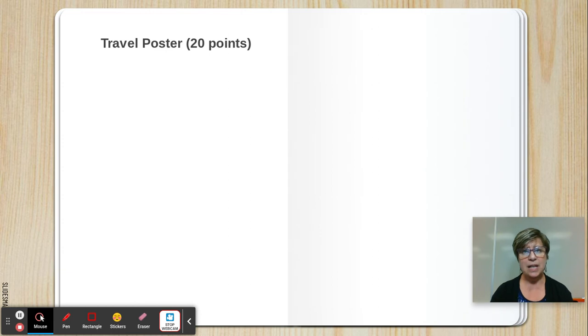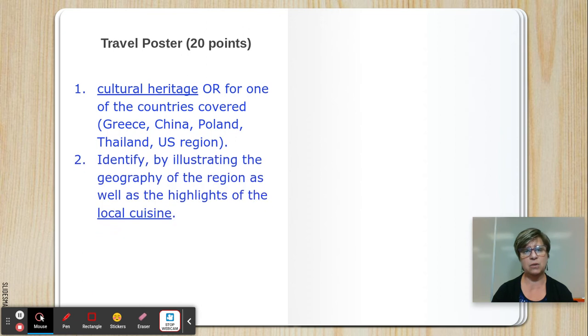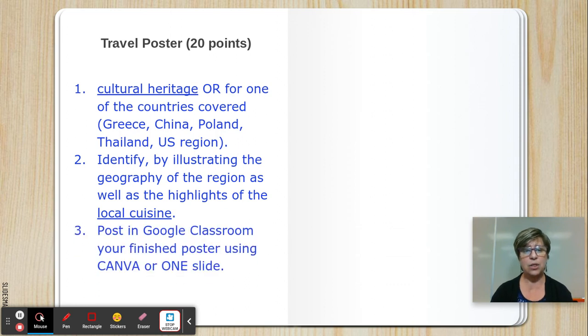The travel poster is worth 20 points. And the travel poster needs to show the cultural heritage or one of the countries covered. So we did Greece, China, Poland, Thailand, and the United States regions. Identify by illustrating the geography of the region, as well as the highlight of the local cuisine. And third, post your finished poster in the Google Classroom, using Canva or one slide, PowerPoint or Google Slides. This is due June 2nd.